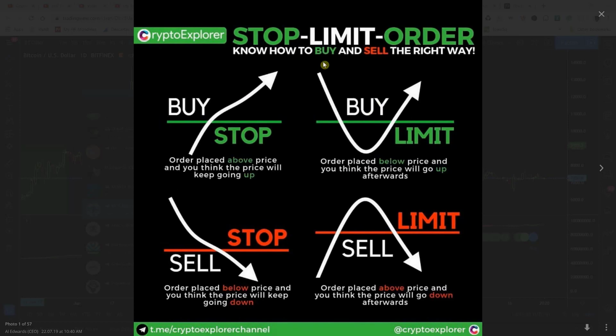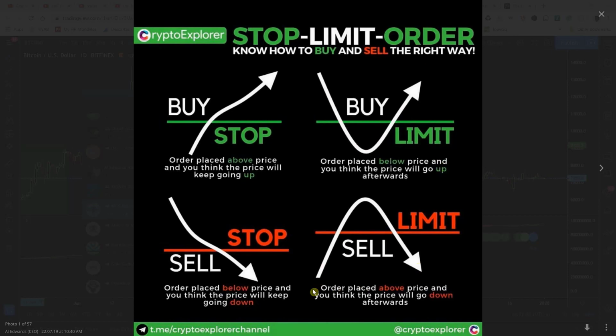Now, buy limits and sell limits are a little tricky. On buy limits, price is up high and you're expecting the price to dip down to a certain level and then come back up. It's called a buy limit. So what you would do is place your order below current price, because you're expecting the price to dip down to that level and then come right back up.